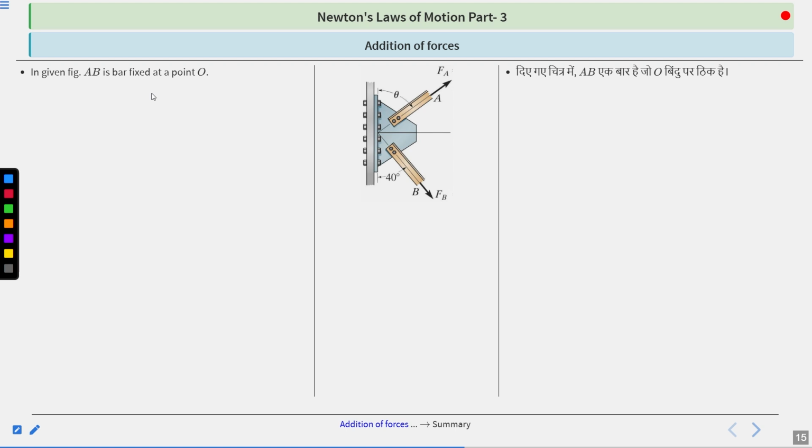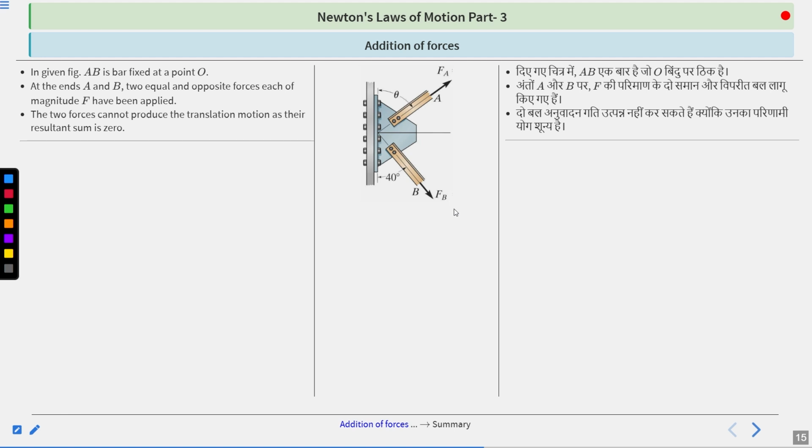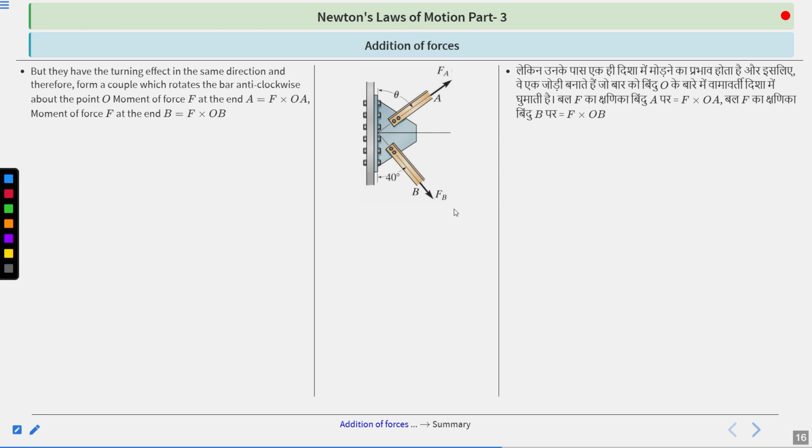In the given figure, AB is a bar fixed at the point O. Here, at the ends A and B, two equal and opposite forces, each of magnitude F, have been applied. The two forces couldn't produce translational motion as their resultant sum is 0. But they have the turning effect in the same direction and therefore form a couple which rotates the bar anti-clockwise about the point O.